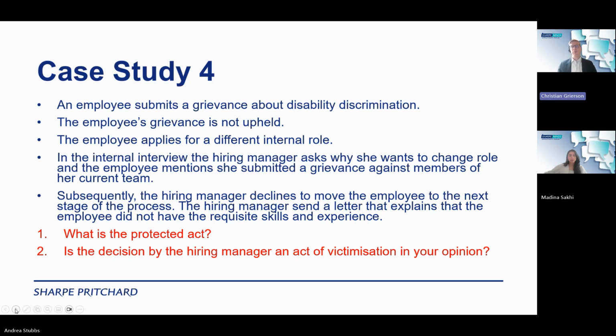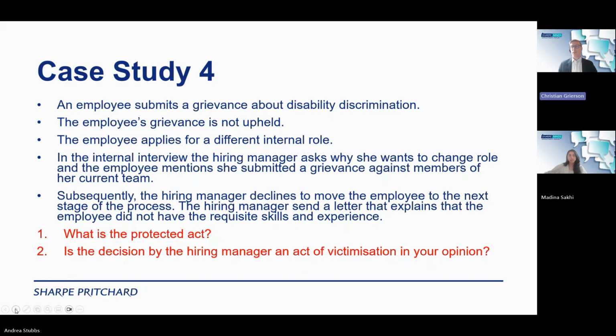And so it seems like the manager might have made that decision because she heard that there's an existing grievance, and if she did so, that would be an act of victimization. However, it is my view that because the hiring manager sent a letter that explains that the employee did not have the requisite skills and experience, they've clearly shown the rationale for their decision-making process. It's not connected to the fact the employee submitted a grievance. It's because the employee lacked the skills and experience.